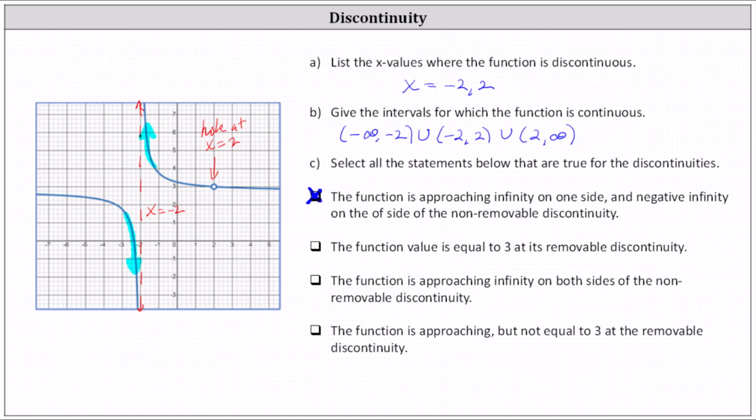And then for the final statement, the function is approaching but not equal to 3 at the removable discontinuity, which again is where we have the hole. And this is true. As we approach x equals 2 from the right, or the positive side, the function values are approaching y equals 3. And as we approach x equals 2 from the left, again, the function values are approaching positive 3, even though the function value is undefined at f of 2. So this last statement is true.